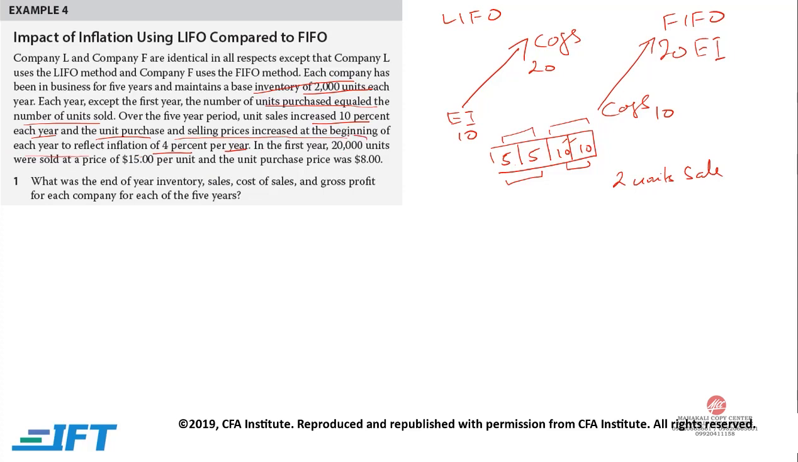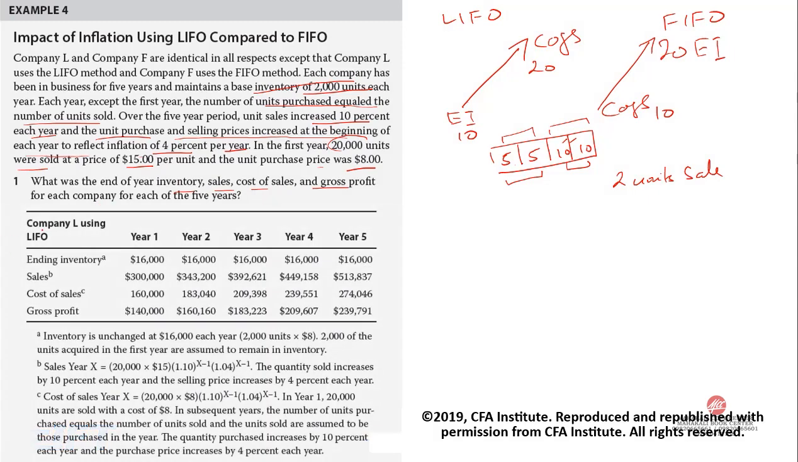In the first year, 20,000 units were sold at a price of $15 per unit and the unit purchase price was $8. What was the end of year inventory, sales, cost of sales, gross profit for each company for each of the 5 years? Now let's do it for last in, first out. Now for the first year, we had 20,000 units that were sold. So 20,000 into 15 equals 300,000.